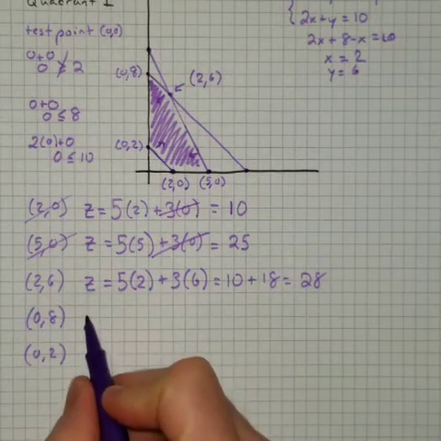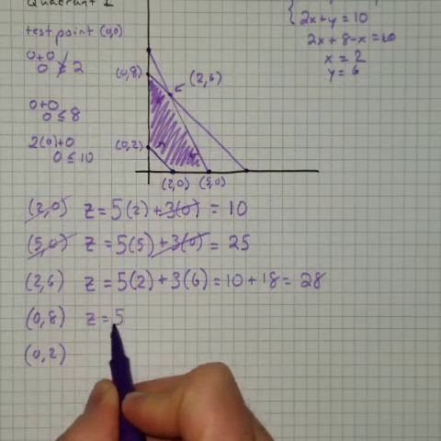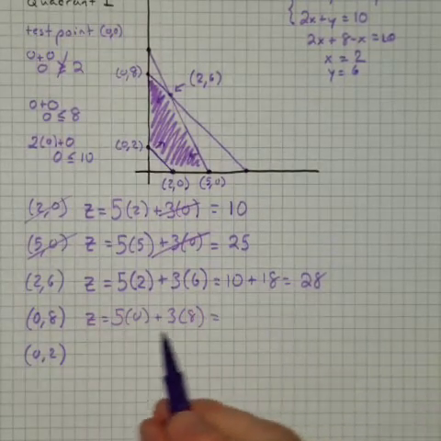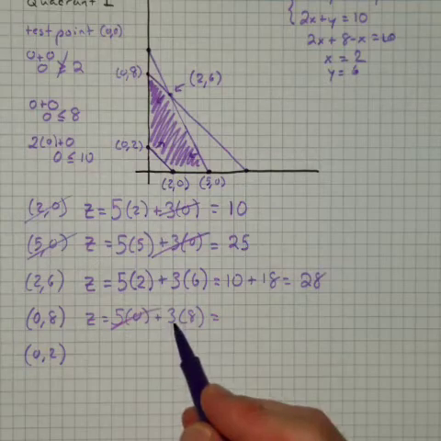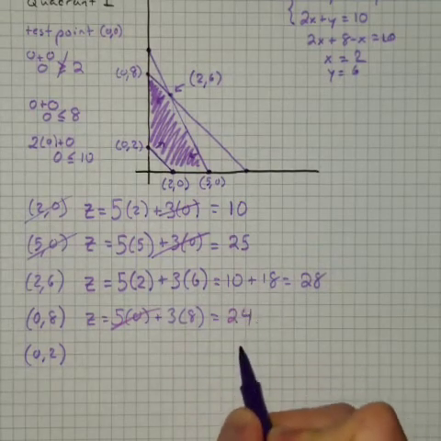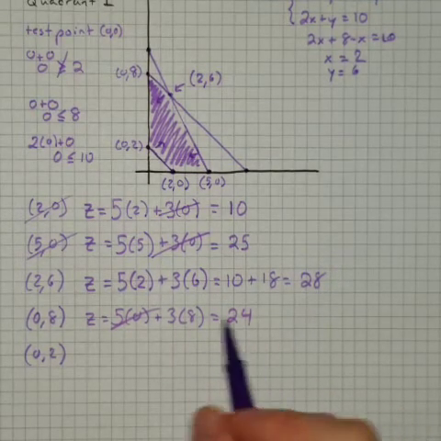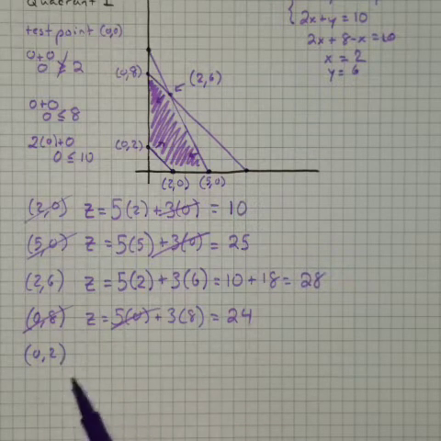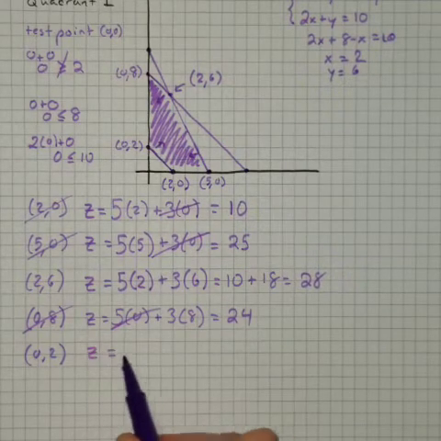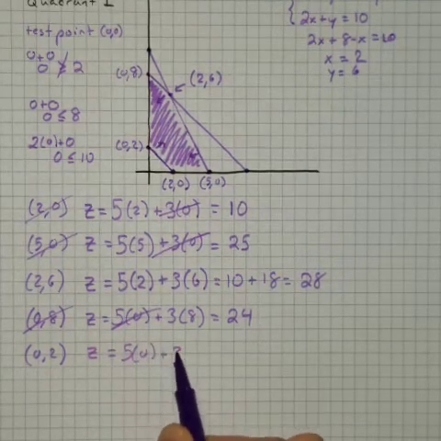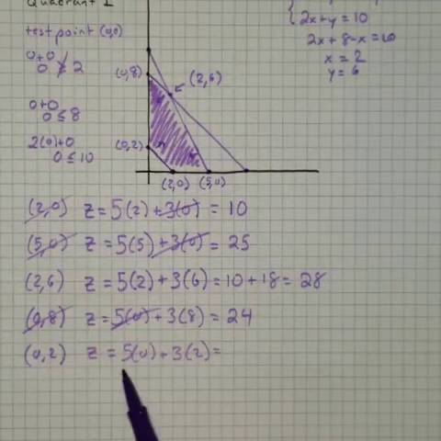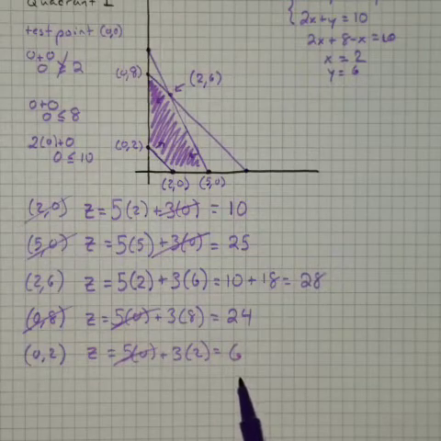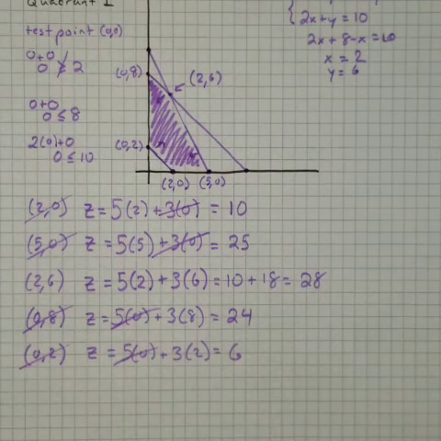0, comma 8 is an interesting one. That's 5 times 0 plus 3 times 8. This term disappears. 3 times 8 is 24. That's not quite as big as the 28, so that one doesn't factor in. And then finally the 0, comma 2. That's 5 times 0 plus 3 times 2. 5 times 0 is gone. 3 times 2 is 6. That's definitely not the largest because the 28 is now the largest.